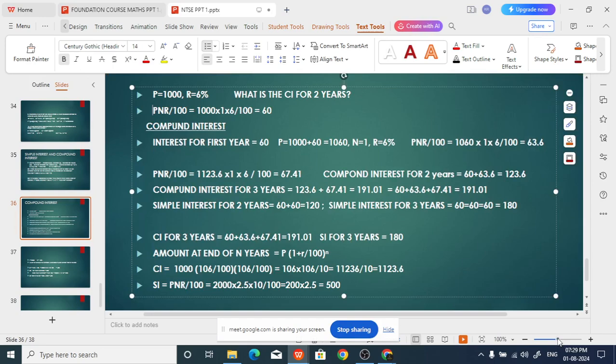For the second year, what you should do is, you have to find another P. The new P for the second year is 1000 plus the 60 you have to add. So for the second year, the P is 1060, N equal to 1, R equal to 6%. Now you find PNR by 100 for the second year. 1060 into 1 into 6 divided by 100. How much are you getting?